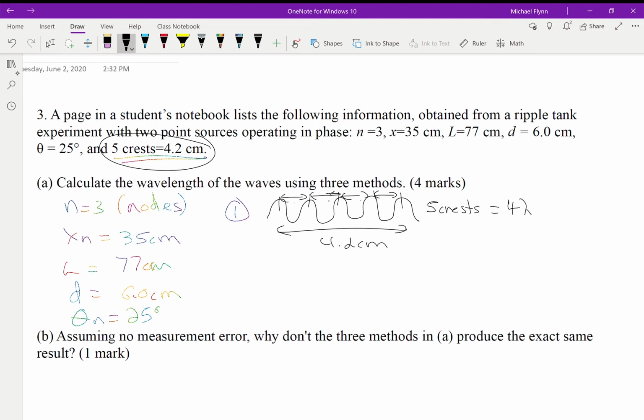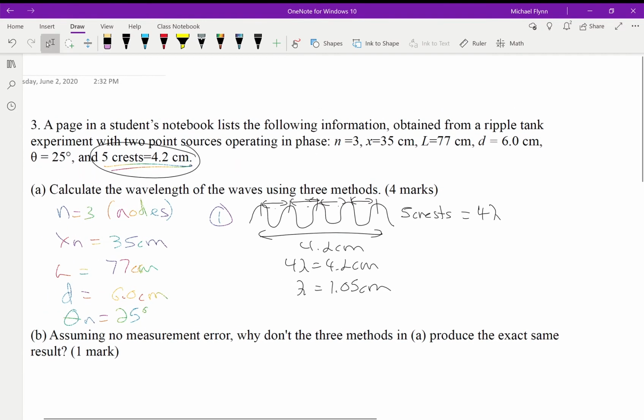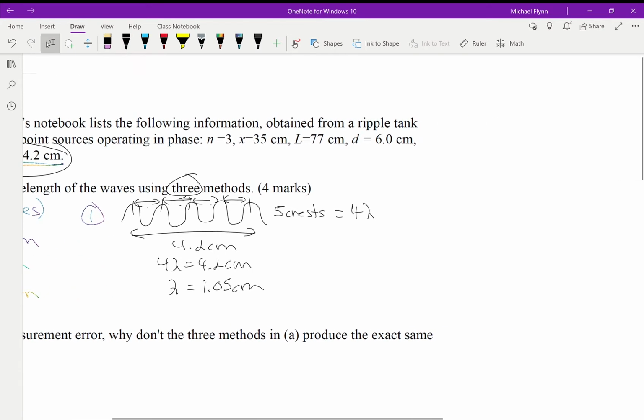So 5 crests with troughs in between equals 4 wavelengths. I would go like this: 4 wavelengths equals 4.2 centimeters. Just solve it for wavelength. Using my calculator, 4.2 divided by 4 equals 1.05 centimeters. So that's one way to find the wavelength. Now it says use 3 different methods, so that takes care of one.